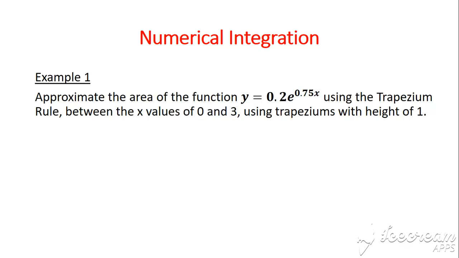All right, let's show you how to do it with an example. Approximate the area of the function y equal to 0.2 times e to the power of 0.75x. Now, I know we have the formula right now, but in a lot of applications we don't, and we estimate the height. We're going to use the trapezium rule, and we're going to use values of x between 0 and 3, using trapeziums with a height of 1.